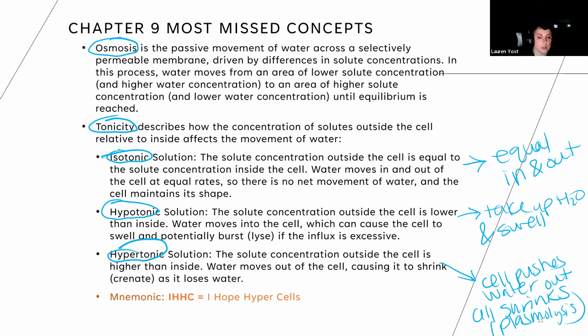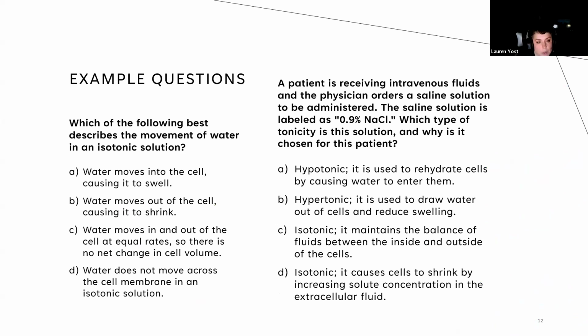So here's our questions relating to this topic. Which of the following best describes the movement of water in an isotonic solution? Now, we need to remember that if a solution is isotonic, this is our equilibrium state. That does not mean that water doesn't move. It's just moving in and out at equal rates. We're not moving in and swelling. We're not moving out and shrinking. It's just both at the same time equally, okay?